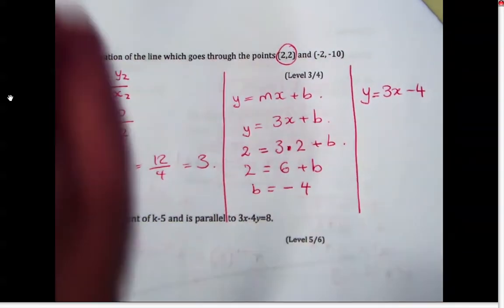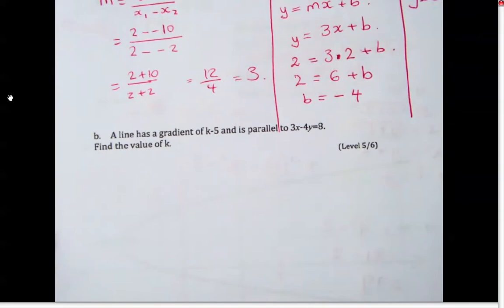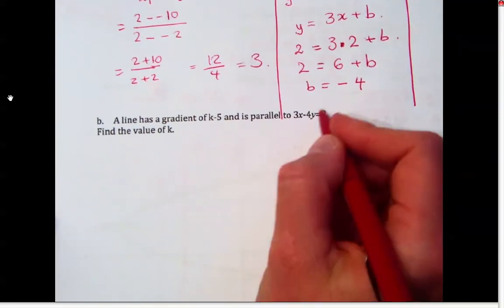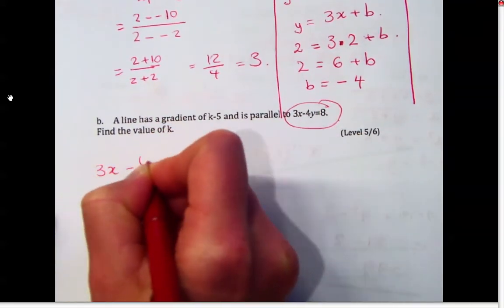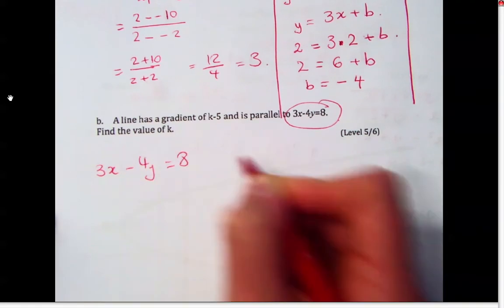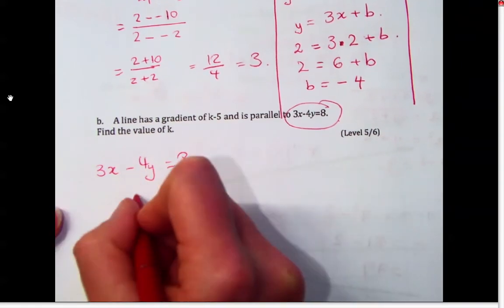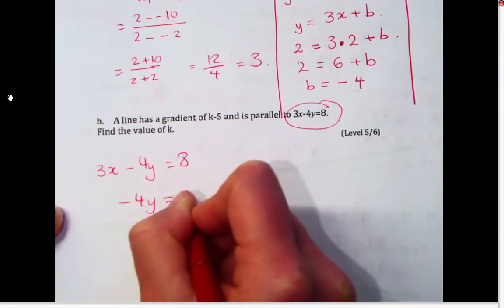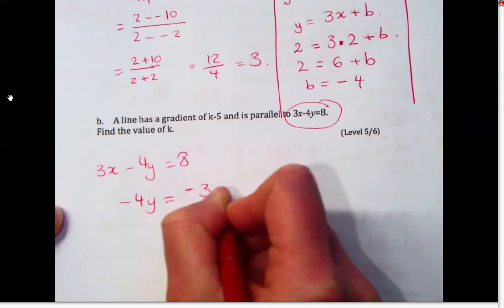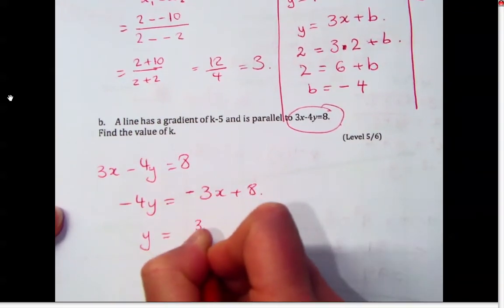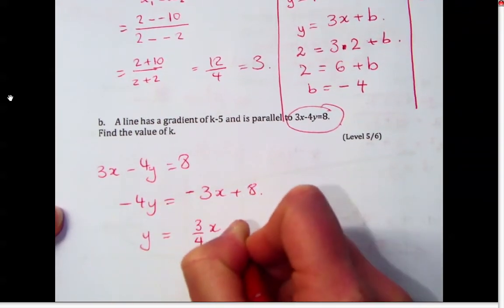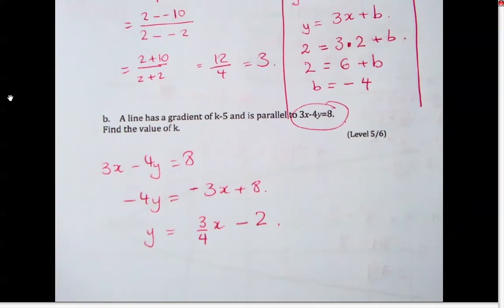Okay? Concerned that you have lots of blanks there. For this one, you needed to, first of all, make y the subject. So we've got 3x minus 4y equals 8. I'm going to make y the subject. So minus 4y equals minus 3x plus 8. And then divide everything by minus 4. 3/4 of x minus 2.